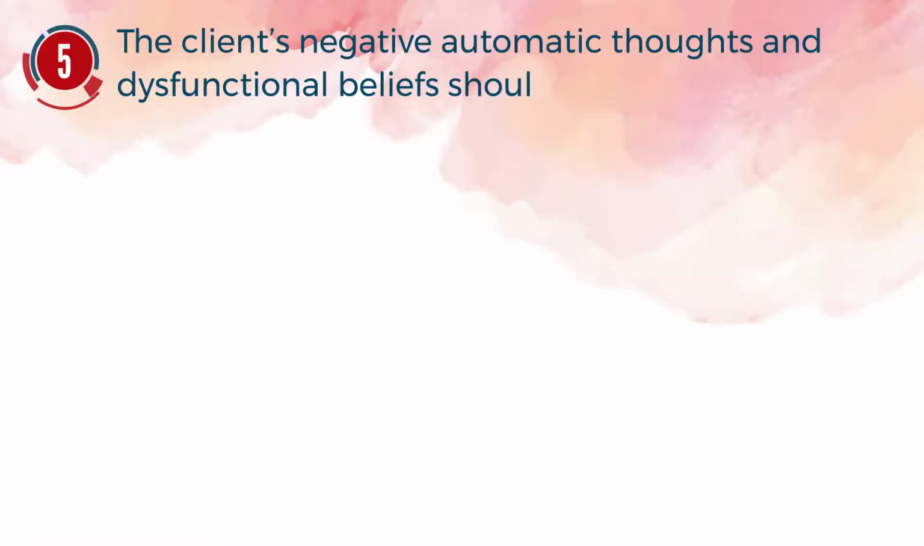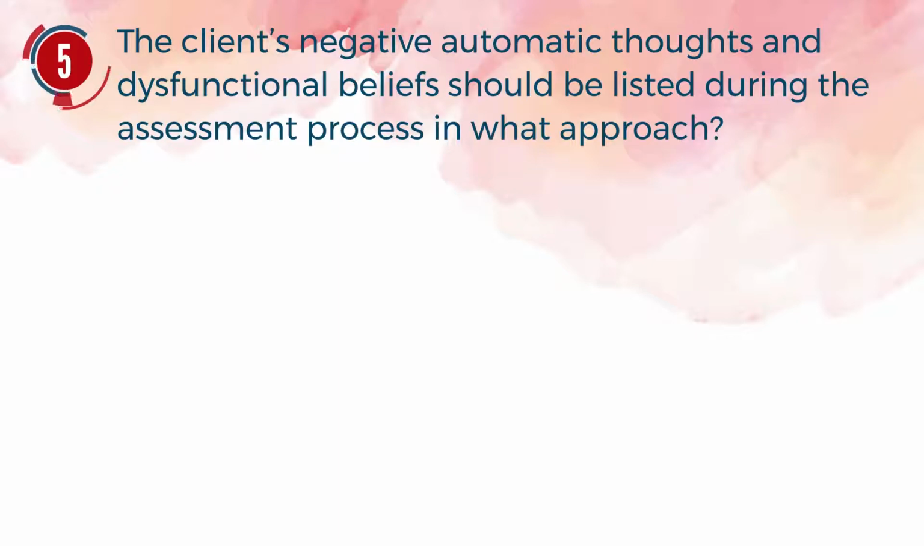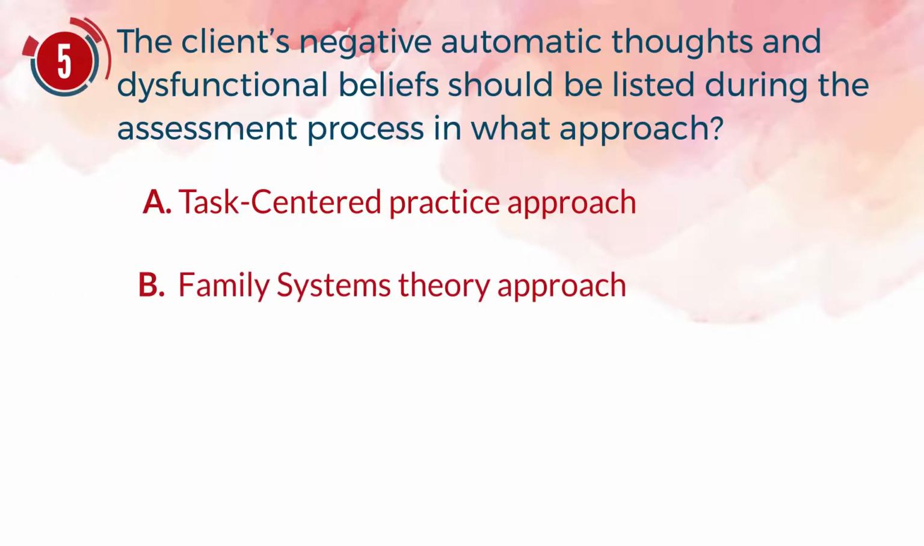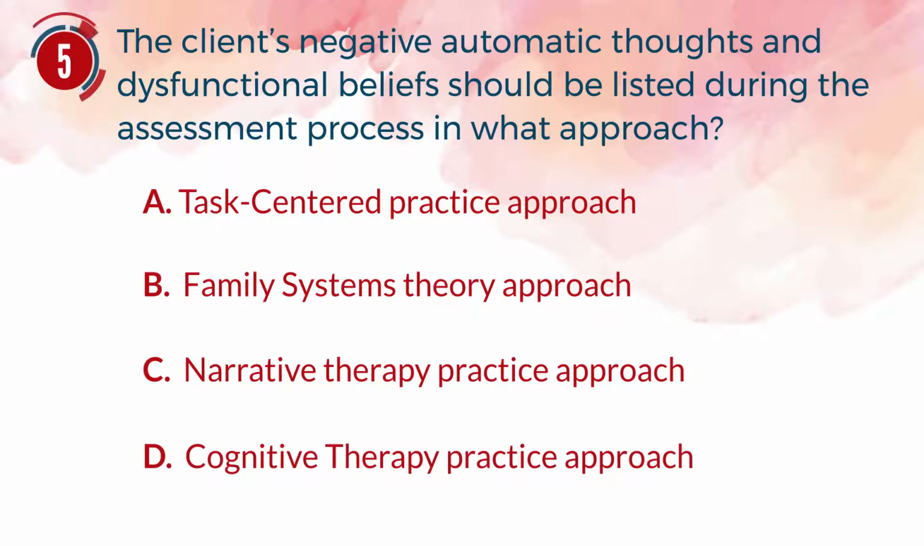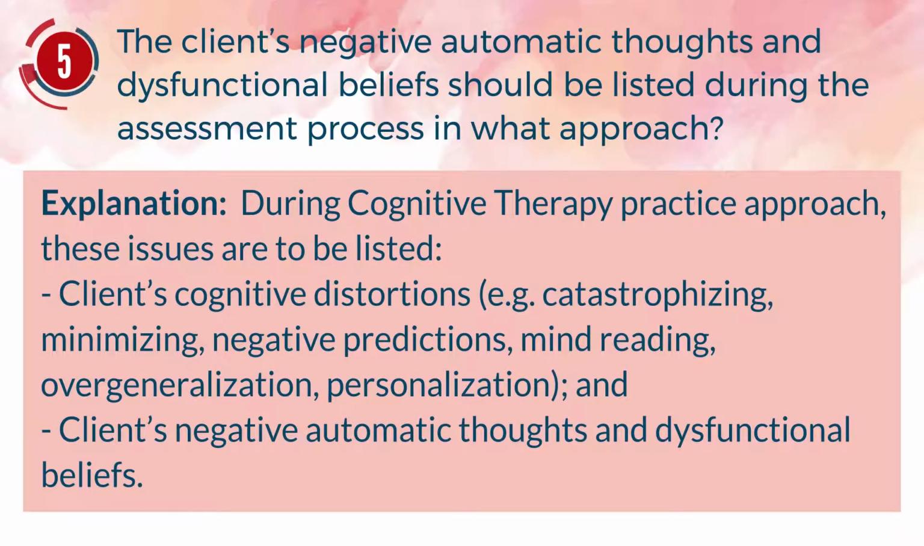Number 5. The client's negative automatic thoughts and dysfunctional beliefs should be listed during the assessment process in what approach? A. Task-centered practice approach. B. Family systems theory approach. C. Narrative therapy practice approach. D. Cognitive therapy practice approach. The answer is D. Cognitive therapy practice approach. Explanation. During cognitive therapy practice approach, these issues are to be listed: client's cognitive distortions, for example, catastrophizing, minimizing, negative predictions, mind reading, overgeneralization, personalization; client's negative automatic thoughts and dysfunctional beliefs.